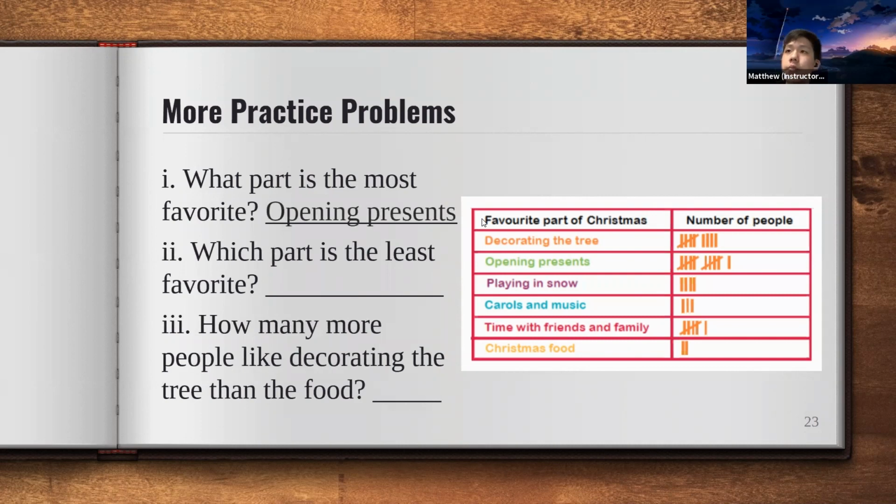About which part is the least favorite? The least favorite would be Christmas food because it only has 2 tallies. How about how much more people like decorating the tree than food? This shouldn't be hard. So decorating the tree has 9 tallies and food has 2 tallies. So how many more people like decorating the tree than Christmas food? That's just 9 minus 2. Anyone know the answer to that? The answer would be 7, because 9 minus 2 is 7.